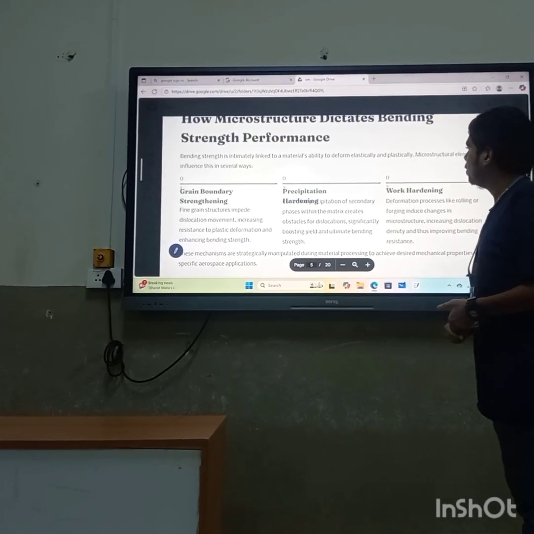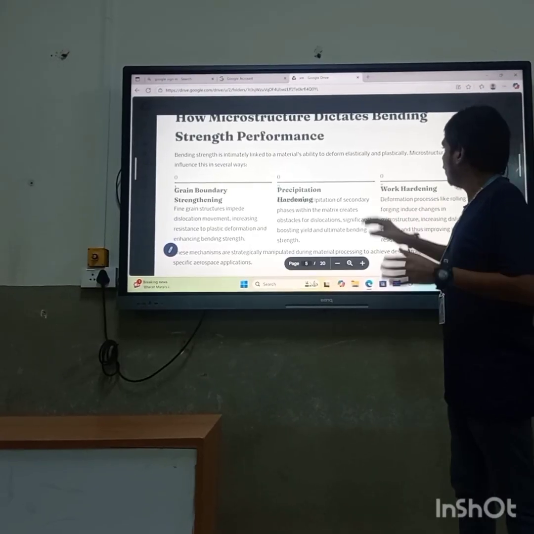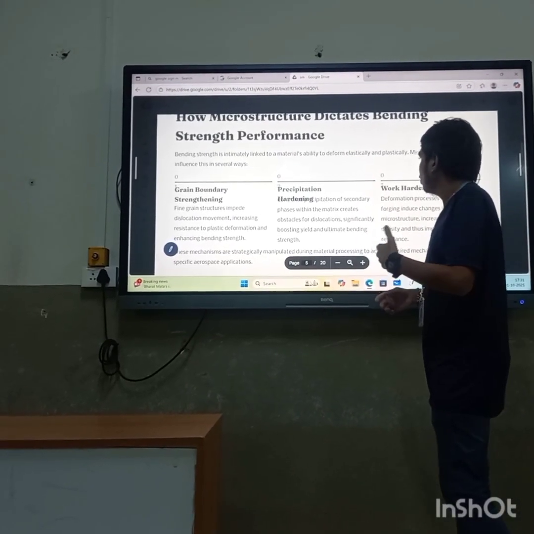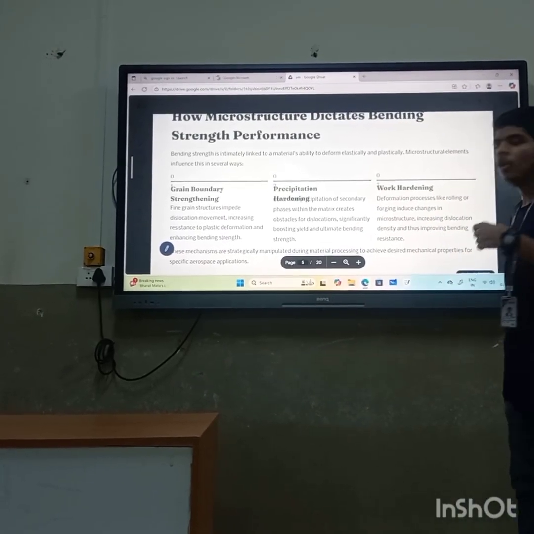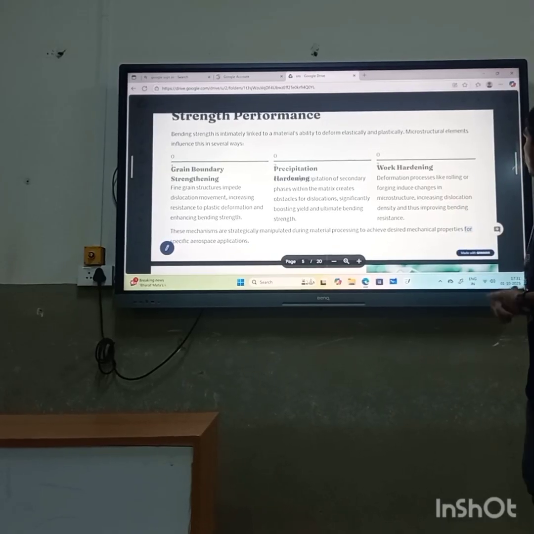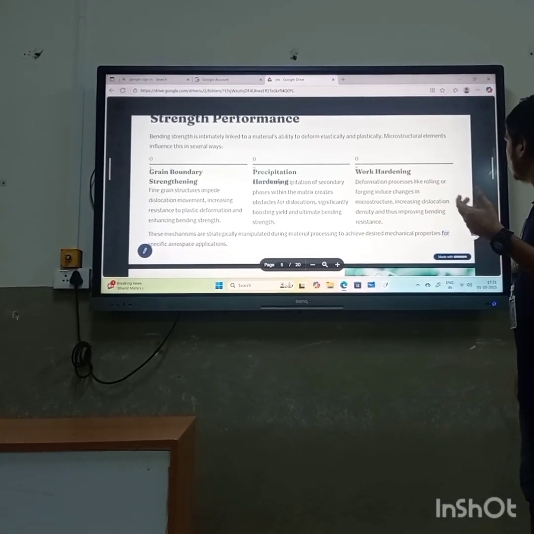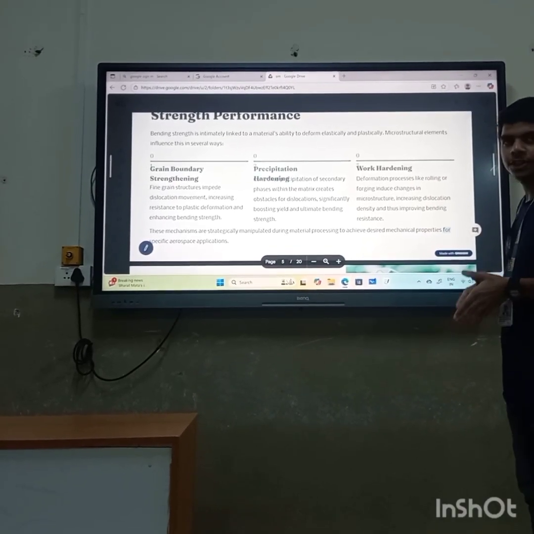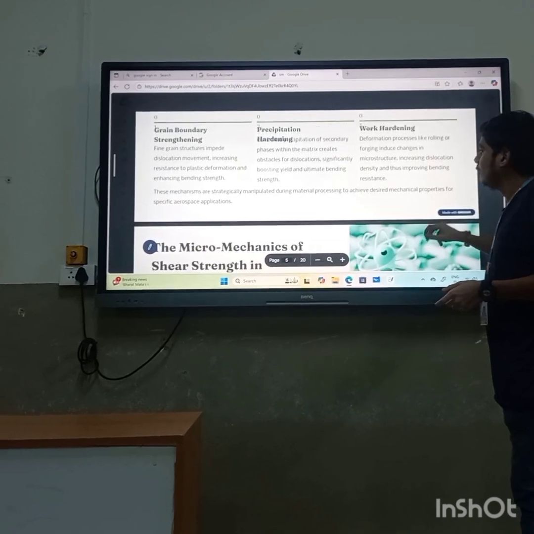Next, precipitation hardening. Precipitation hardening: a secondary phase within the matrix creates obstacles for dislocations, significantly boosting yield or ultimate bending strength. Then work hardening. Work hardening deformation processes like rolling or forging change the microstructure, increasing dislocation density and thereby improving bending resistance.